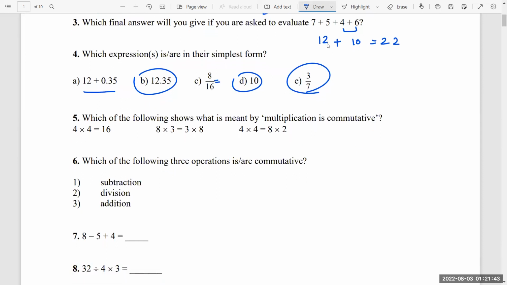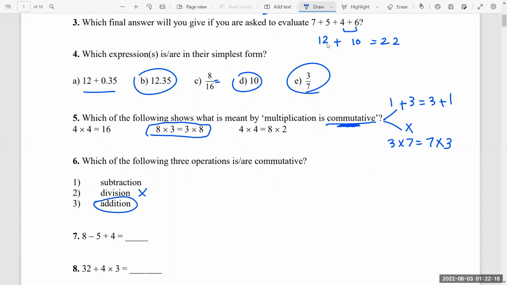Number 5, which of the following shows what is meant by multiplication is commutative? This one. 8 times 3 is the same as 3 times 8. The commutative property exists only in addition and in multiplication, because 1 plus 3 is the same as 3 plus 1. And in multiplication, 3 times 7, for example, is the same as 7 times 3. But commutativity is not satisfied in subtraction and division. Which of the following 3 operations are commutative? Of course, addition. Addition is commutative only. Division, no. Subtraction, no.